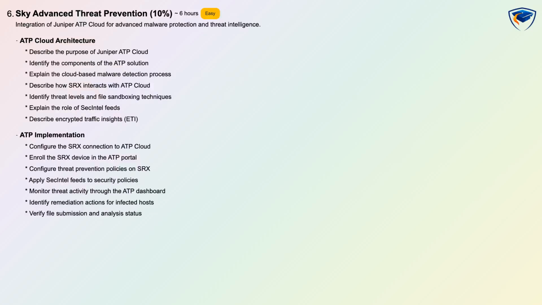Sky Advanced Threat Prevention is 10% and covers integration of Juniper ATP Cloud for malware protection and threat intelligence. This easy domain requires around 6 hours of conceptual and scenario-based learning. You will learn ATP Cloud architecture, how SRX interacts with the cloud for file analysis, the role of SecIntel feeds and encrypted traffic insights. The implementation topics include enrolling SRX in the ATP portal, configuring threat prevention policies, monitoring analysis and file submission status, and identifying remediation actions for infected hosts.